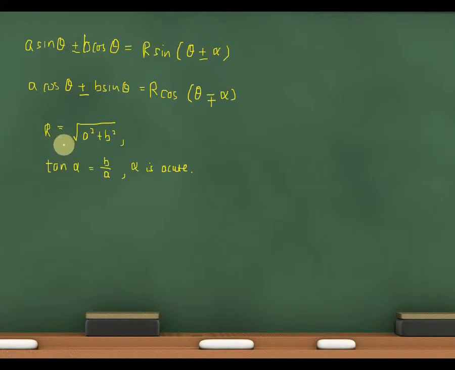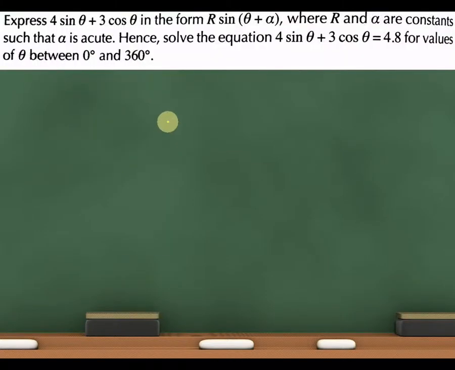Okay, so next, let's look at how we can use the R formula to solve basic problems. Here they ask you to express this in terms of the R formula, hence solve this equation. So meaning we need to find what is our theta. So straight away we use the formula. So sine, okay, take note here we're adding. So referring to the formula, it will be R, we start off with sine, so this will be sine theta plus alpha.